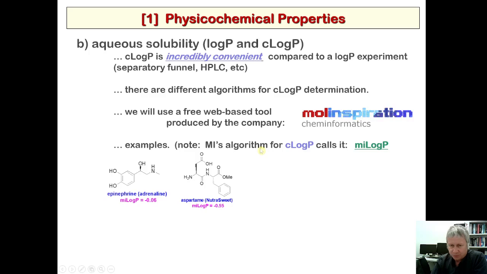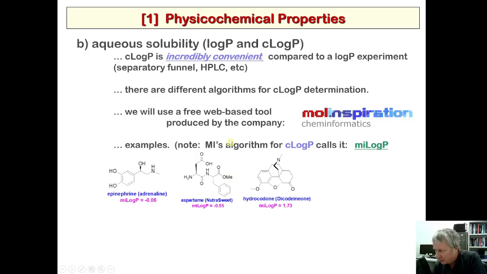Aspartame is NutraSweet. This is also an extremely polar molecule. We don't really use it as a drug, but it's used as an artificial sweetener. And in aqueous solution, the carboxylic acid's deprotonated, and the amine's protonated. So it's a thing called the zwitterion. A lot of amino acids do that kind of thing, right?